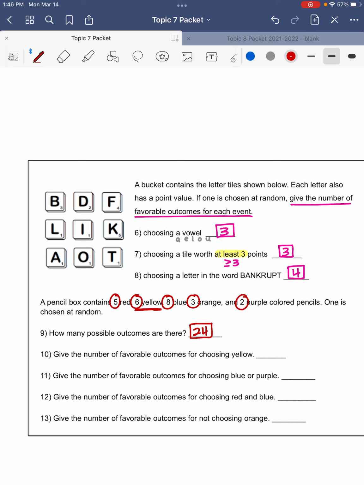Now, give the number of favorable outcomes for choosing yellow. Well, there are 6 yellows, so 6. Give the number of favorable outcomes for choosing blue or purple. Well, there are 8 blue and 2 purple. So 8 plus 2 is 10. There are 10 possible outcomes for that. Okay?